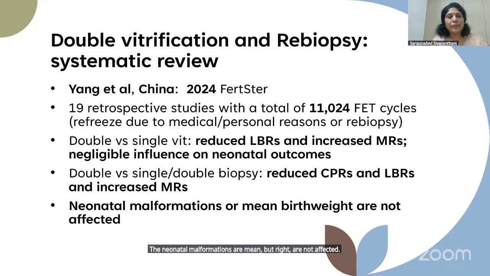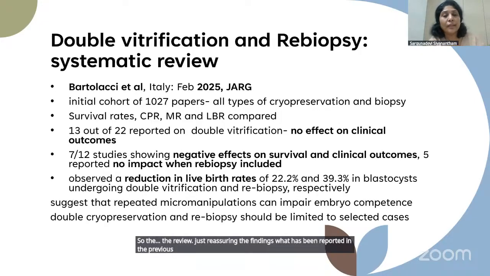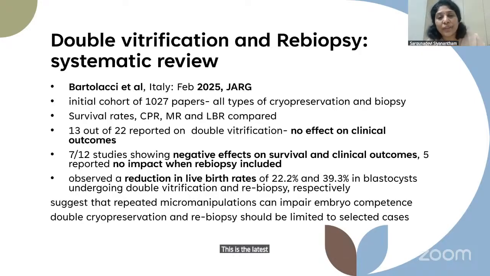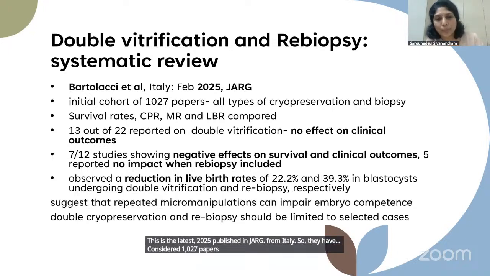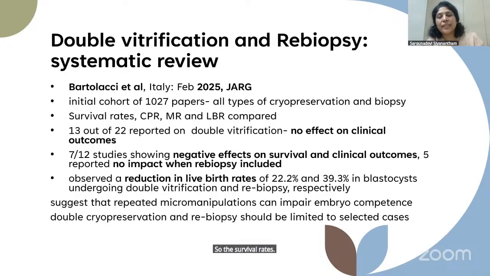So the reviews are just reassuring the findings reported in the previous years. That's what I was thinking. This is the latest, from 2025, published in JARG from Italy. They considered 1,027 papers and ended with 22 reports finally. The survival rates, clinical pregnancy rates, miscarriage and live birth rates have been compared.